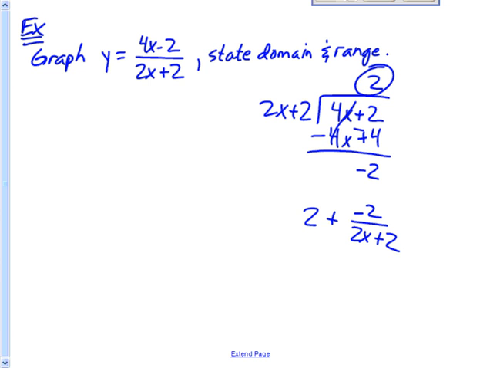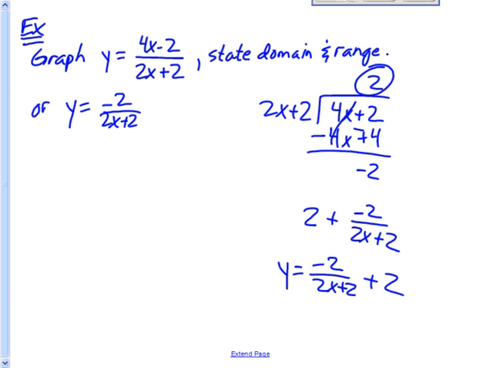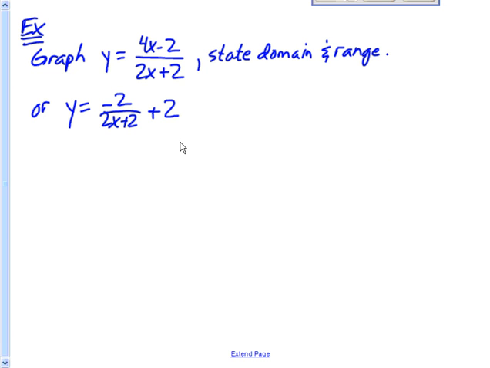And usually, as a rational function, we would write it this way, plus the 2 on the end. And this is our other form of this. So let me write it the other form as well. And that might help you see, plus 2. Okay, so there's the other form of that thing.